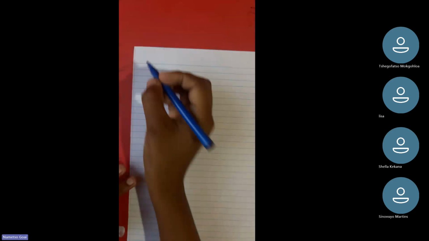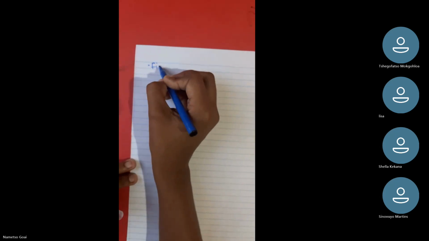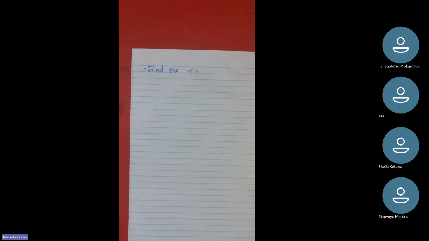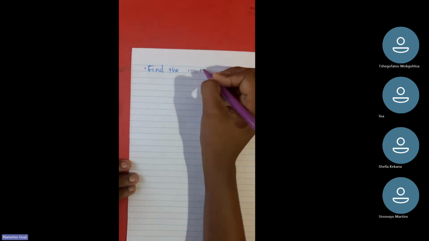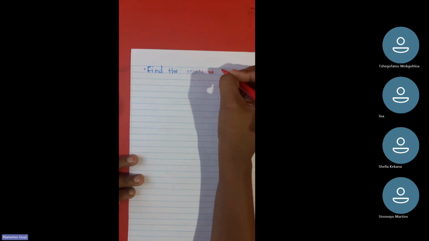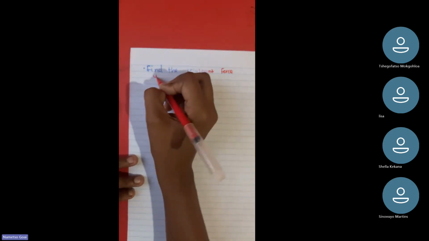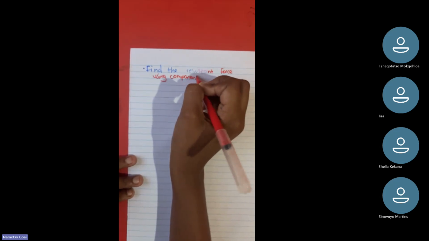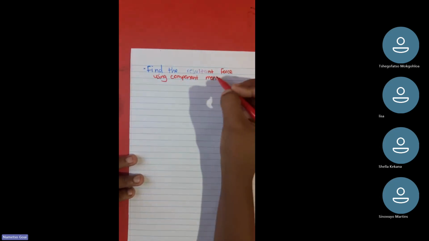We're going to find the resultant vector. Find the resultant force using the component method. If you can't see, just tell me. Remember what we said.